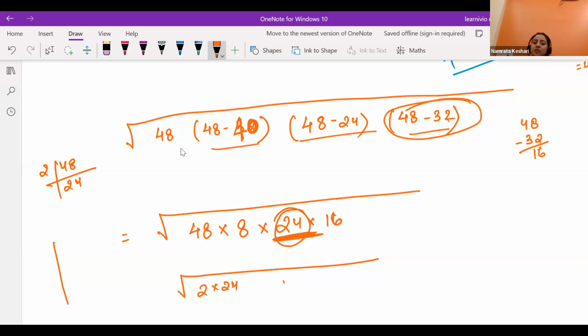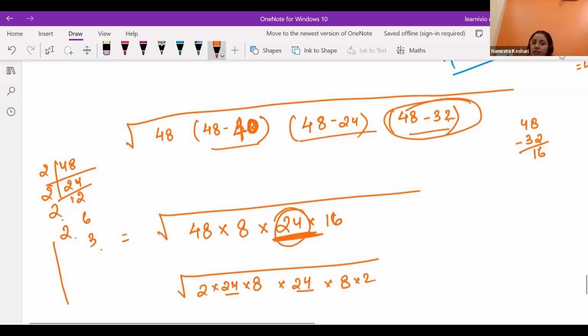24 is already present over here, so why break it into 2 into 2 into 2 into 2, something like that? Already 24 is there, we can see 24 is in a pair. 8 will be written like this, and 16 we can write as 8 into 2. If it is not making sense here, then please break 24 as 2 into 2 into 2 into 3, break 8 as 2 into 2 into 2, and break 16 as 2 into 2 into 2 into 2, and then see how many numbers are here.